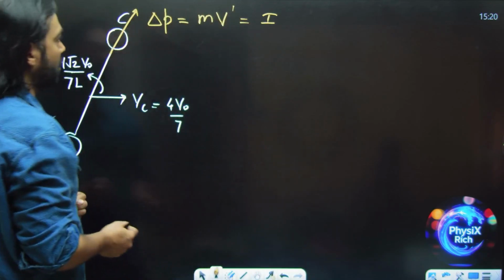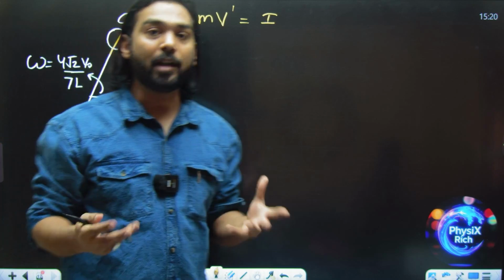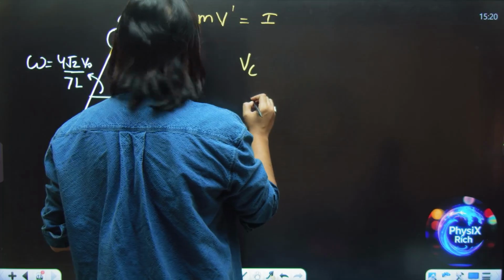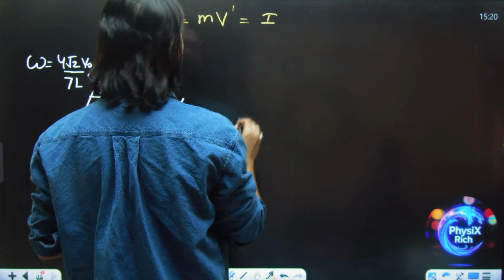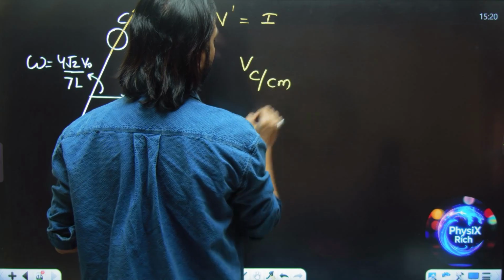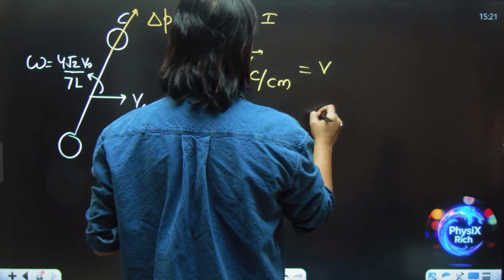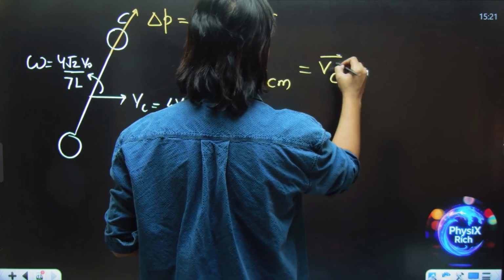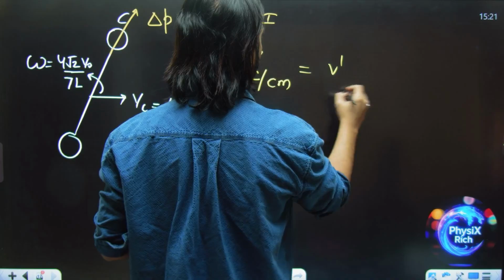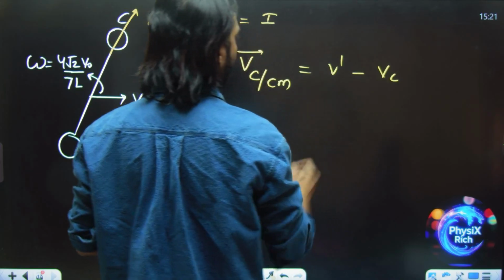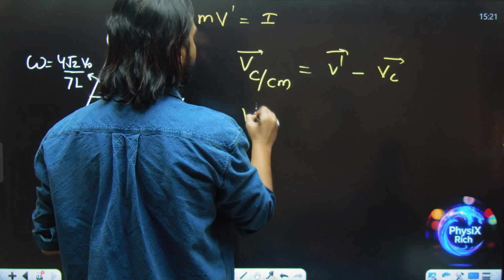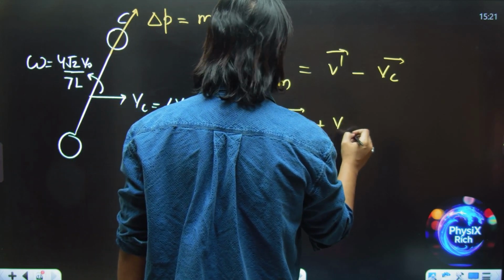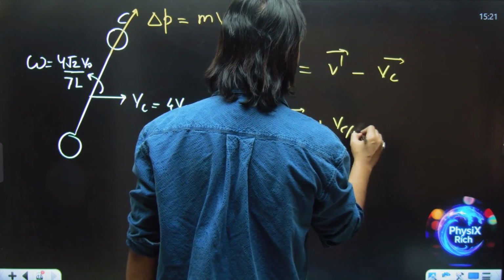But how do we calculate the velocity of C? How do we calculate this v dash? For that, guys, you need to understand the kinematic relation. The velocity of the point C with respect to the center of mass is given as the velocity of the point C, which is v dash, minus the velocity of the center of mass. These are all vectors. Now, what is my v dash? V dash is what I'm looking for, and that is actually the velocity of the center of mass plus the velocity of this object C with respect to the center of mass.